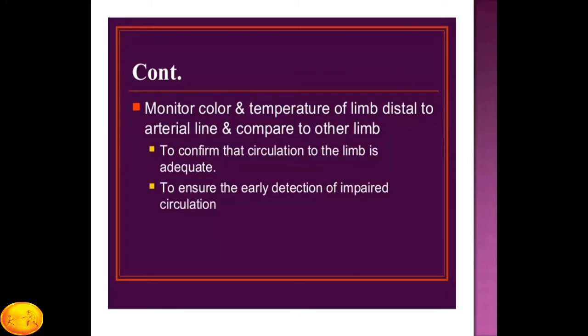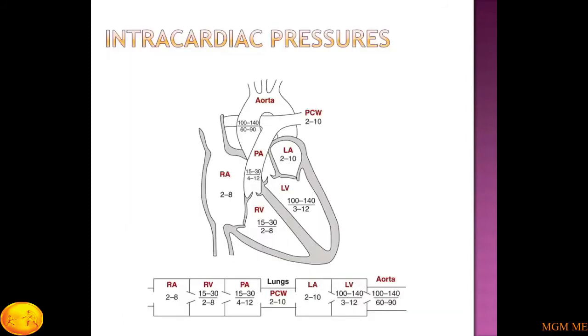So the warmth of the distal limb, color of the distal limb, saturation of the distal limb, these are very important monitoring after putting the radial or femoral or any arterial line. So since the start of the lecture, we are talking about the pressures, cardiac monitoring. So what are the normal pressures of the heart chambers?